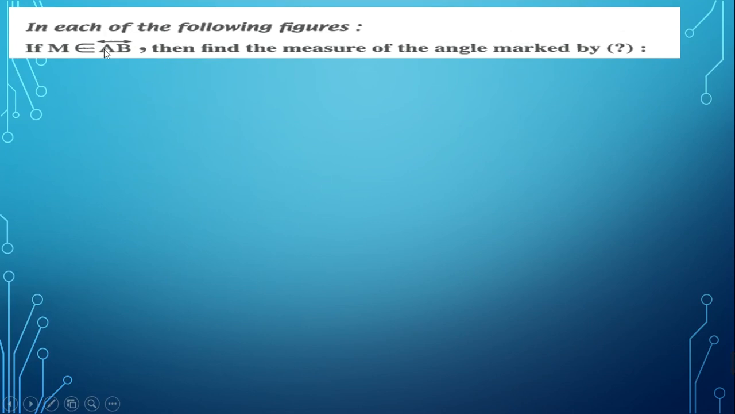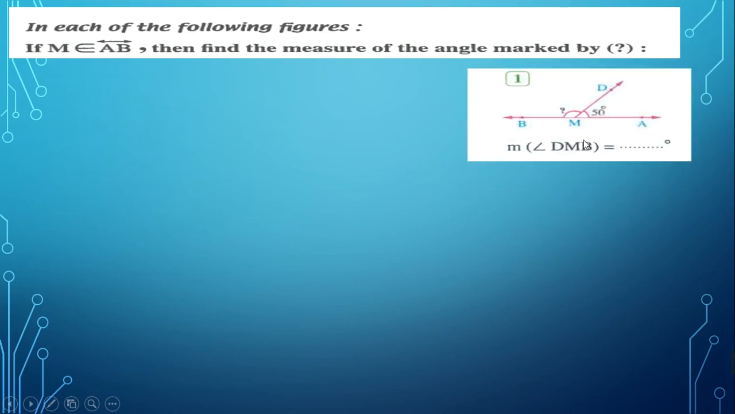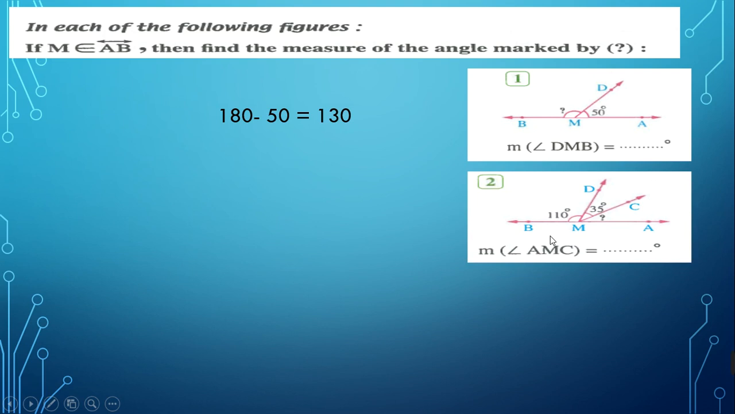In each of the following figures, if M belongs to the straight line AB, then find the measure of the angle marked by a question mark. طيب the first one جاب لك دي 50، عايز اللي جنبها موجود supplementary يبقى 180 minus 50 equal 130. Second one: measure DMB 110 و DMC 35, find the measure of the angle CMA. عايز دي، يبقى 180 minus 110 plus 35 equal 35. يبقى الانجل دي ب 35.